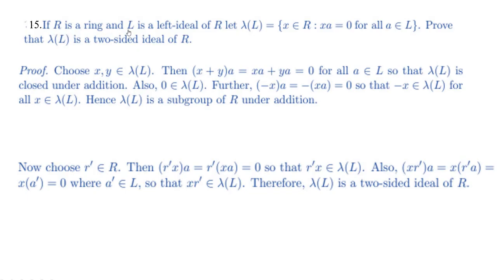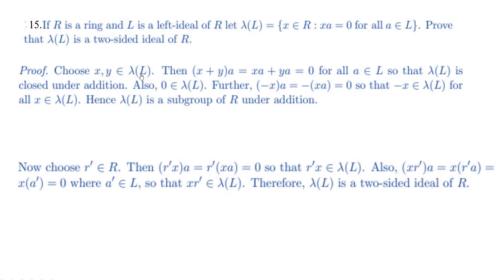Next we have, if R is a ring and L is a left ideal of R, then lambda of L, which is this, is a two-sided ideal. So we consider now, 0 is an obvious member, because 0 into a is 0 for all a in L. And closure with respect to addition and then the inverse, both are established for lambda of L to be a subgroup.